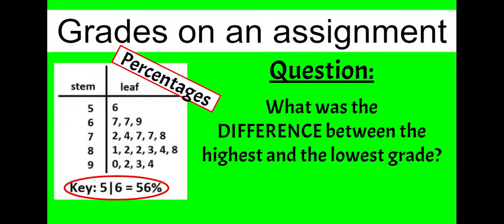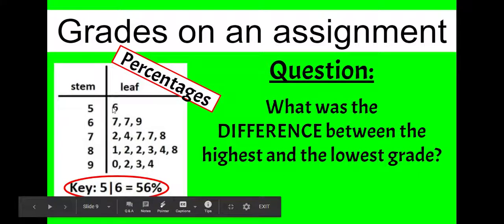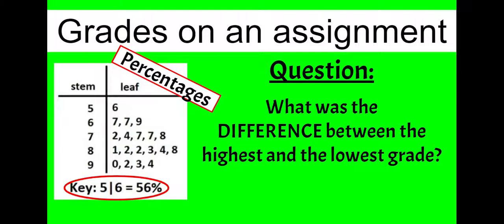If you said 94, then you are correct. Go ahead and find the lowest grade on this stem and leaf plot. And if you said 56, then you are correct. Now, difference. Do you guys know what operation means difference? Subtracting. Good job. So if you're going to take the 56, which is your lowest grade, and you're going to take the 94, which is the highest grade somebody got, and you're going to find the difference between them, and if you guys said that subtraction is difference, then you are going to subtract 56 from 94.